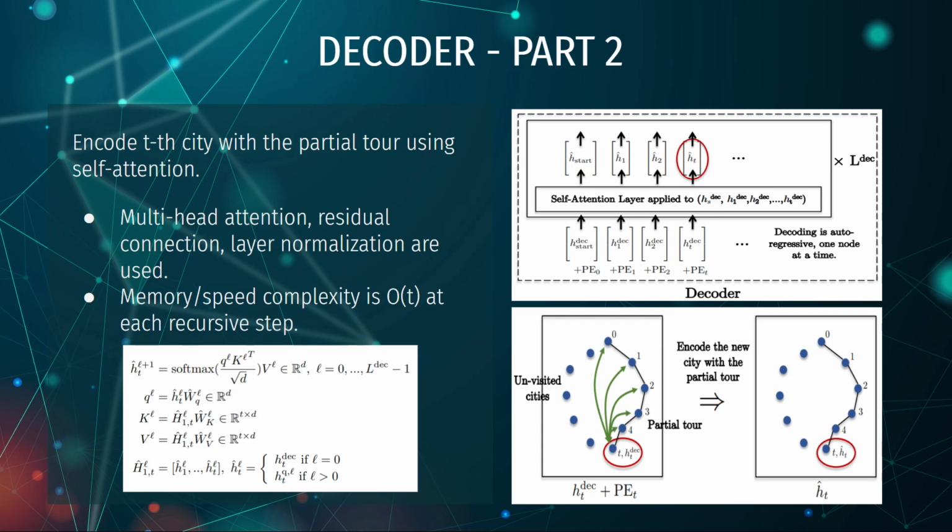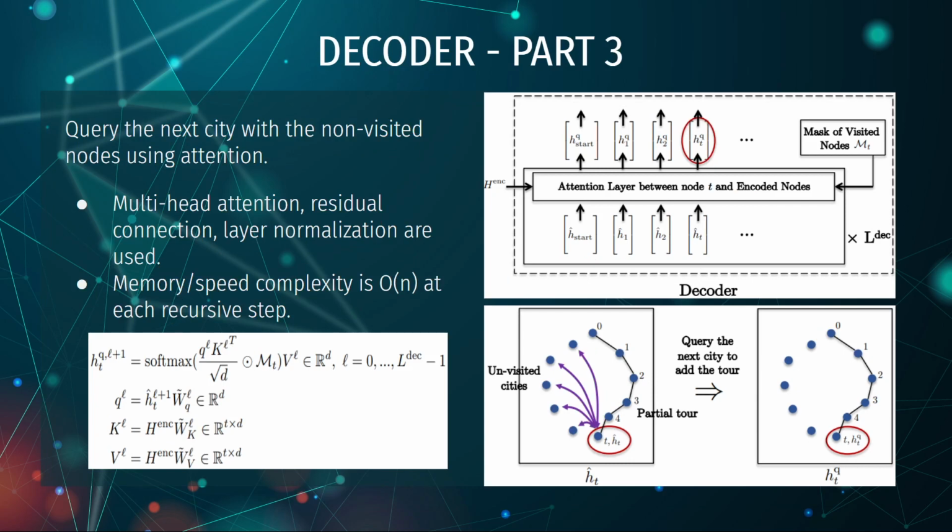Part 2. Encode the tth city with the cities in the partial tour using self-attention. That generates the query for time t. Then multi-head attention, residual connection, and layer normalization are used in this layer. The memory and speed complexity is order of t at each recursive step. This graph at the bottom right depicts how the new city is added to the encoded tour using all the previously visited cities.